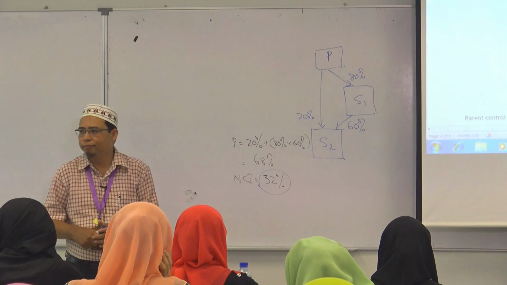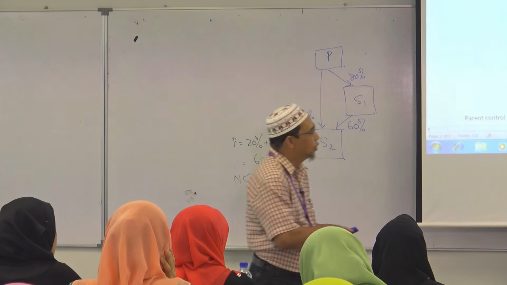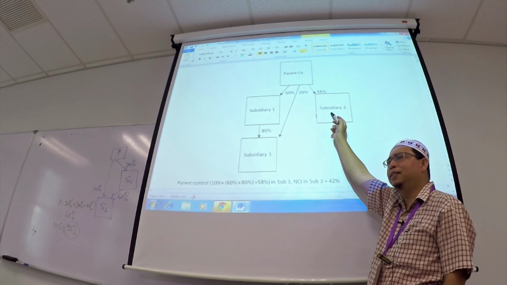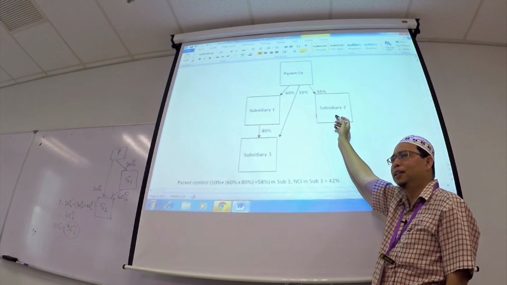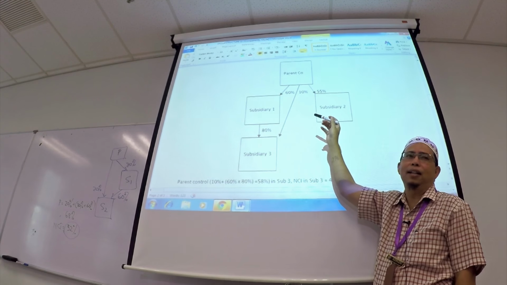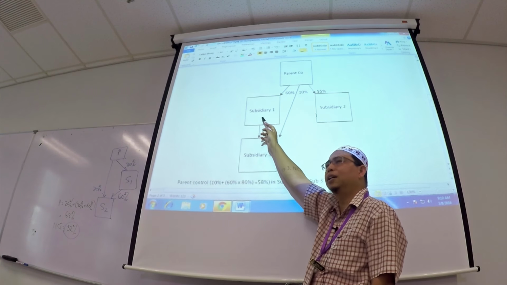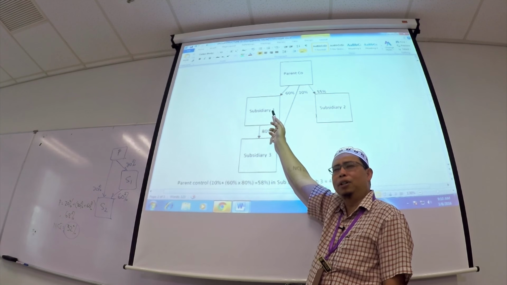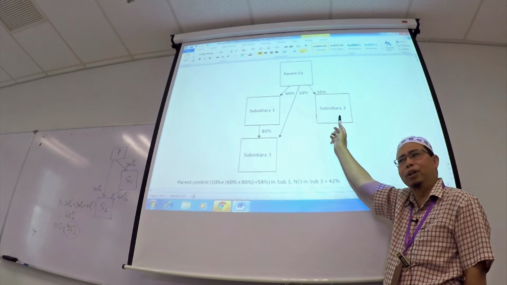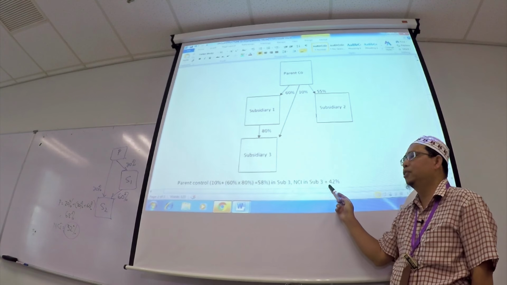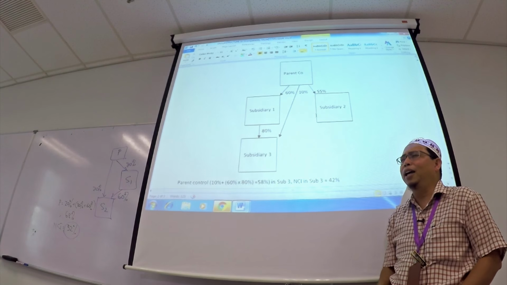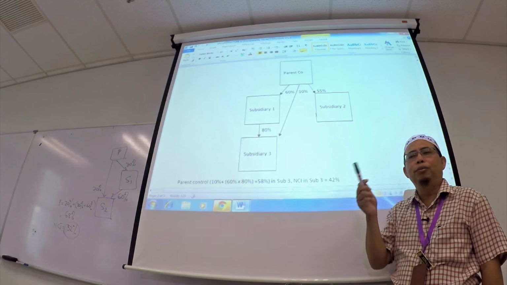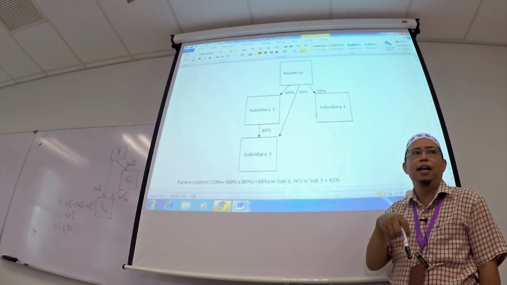So how about the 55%? This one is okay. Parent controls 55%, so the NCI will be 45%. So for this case, you will still calculate 3 goodwill: goodwill on subsidiary 1, subsidiary 2, and subsidiary 3. For subsidiary 1, your NCI is 40%. This one, your NCI is 45%. And this one, your NCI is 42%. Okay? So this calculation is how you calculate the NCI percentage.